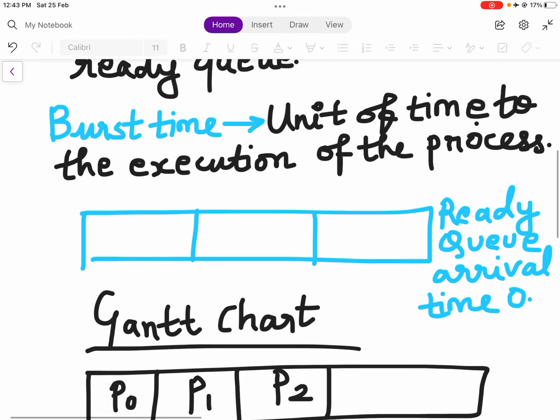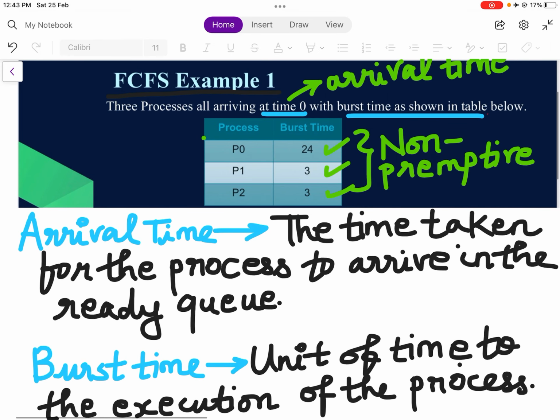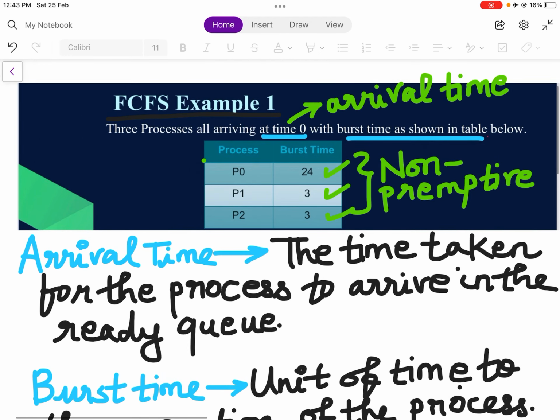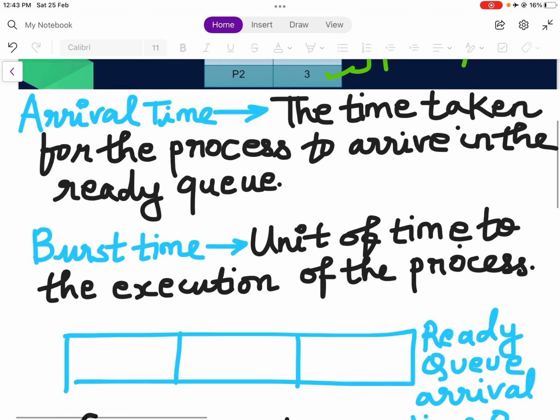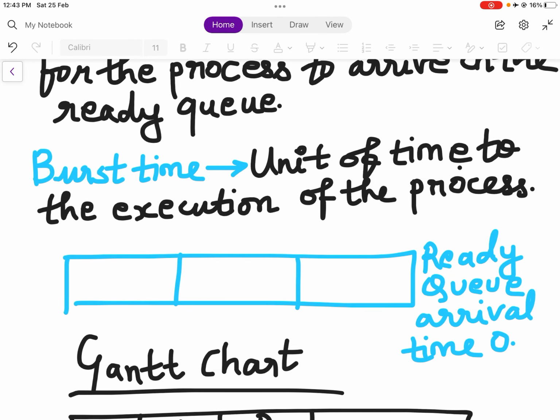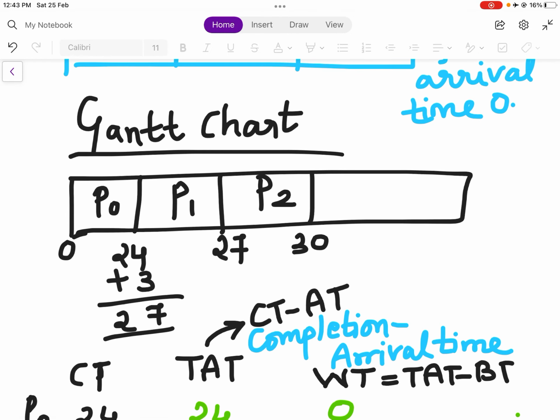So this is the sum. So first you will see the arrival time. What is the arrival time? The time taken for the process to arrive in the ready queue. Since in this sum all the processes are arriving at time 0, all the processes will be present already in the ready queue. Burst time is how much time it will require for the execution to complete inside the CPU. So for P0 it takes 24 for the process to complete.